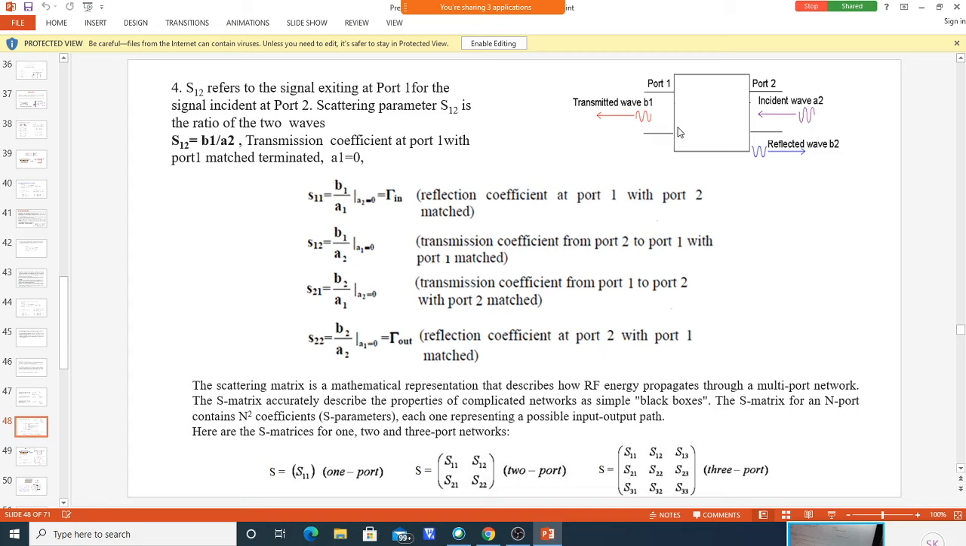That means anything which enters port 1 is A1. But while measuring this, A1 should not be there. That should be equal to 0. So we are putting a match termination here. Whatever wave dissipates here is B1. Okay, B1 by A2. So you can call it the transmission coefficient at port 1 with port 1 match terminated, sending a signal at port 2.